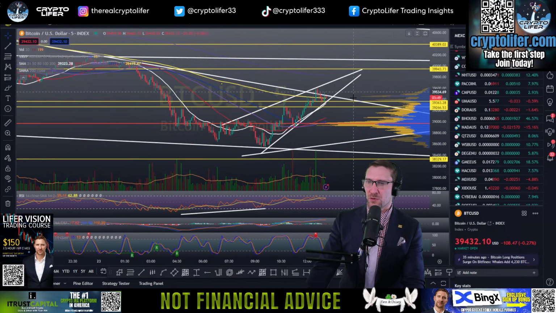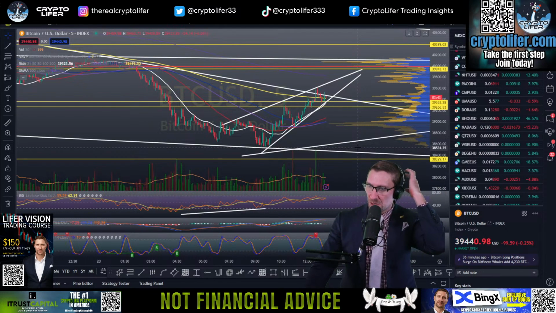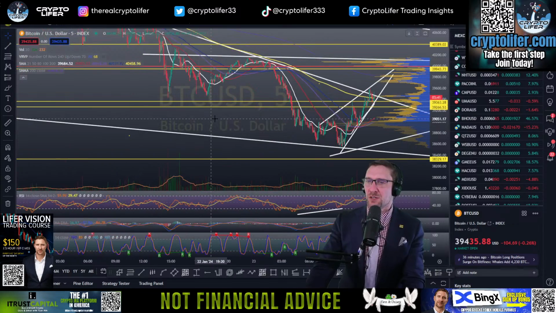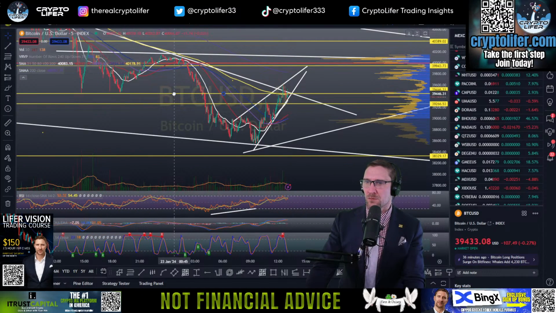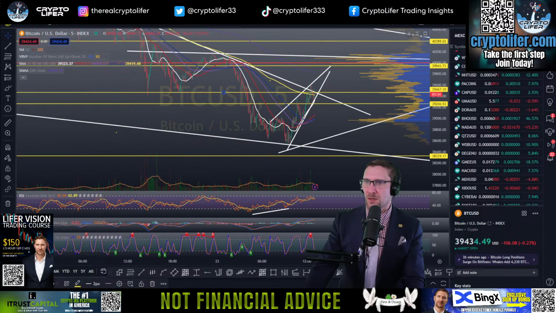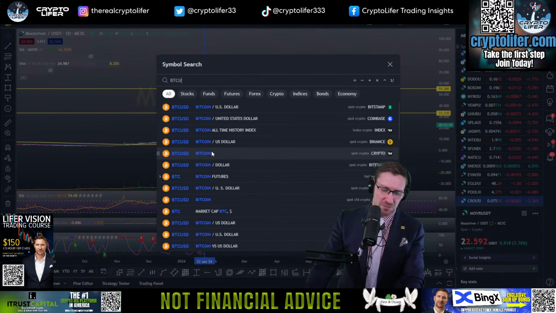Means it could come up and it will break down right to where it began, which is 38,450, unless we can get above some key levels of support or resistance. That's what I like to do. MOVR looks interesting to me.